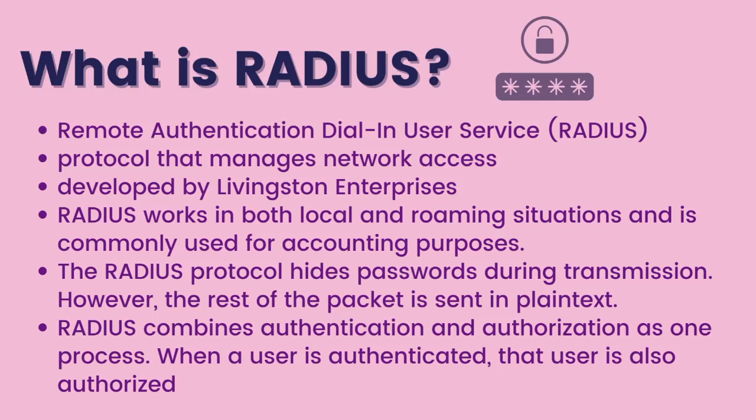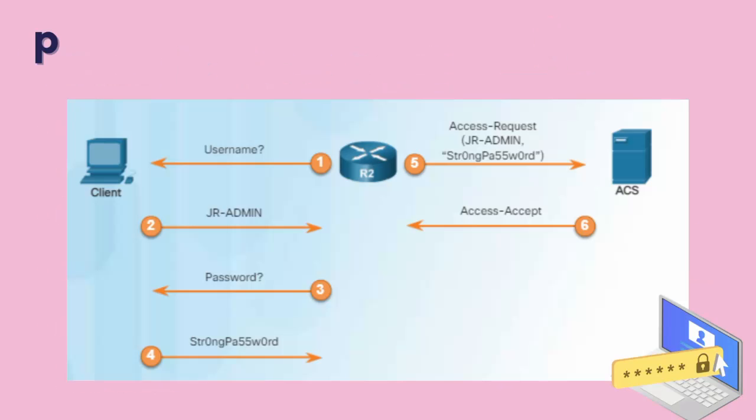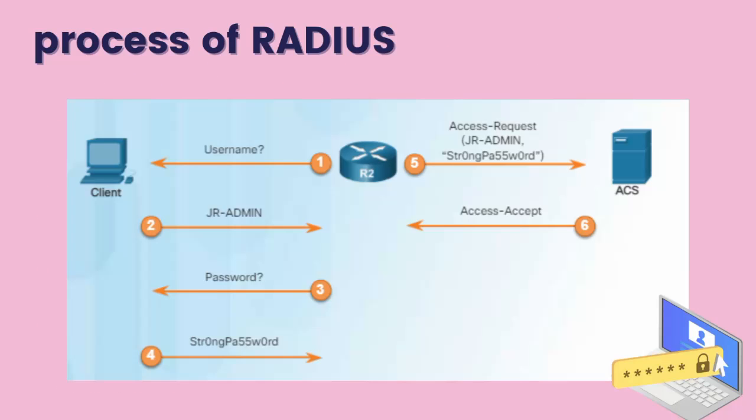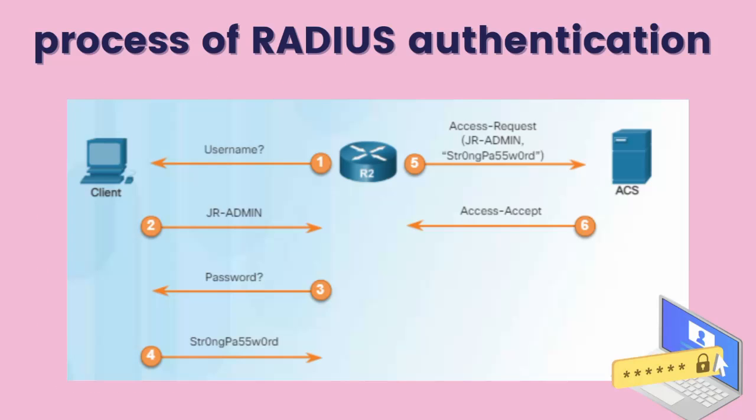The RADIUS protocol hides passwords during transmission. However, the rest of the packet is sent in plain text. RADIUS combines authentication and authorization as one process. When a user is authenticated, that user is also authorized. This is a process diagram of RADIUS authentication. The router will ask for the username and password from the client side in order to allow access for the client.